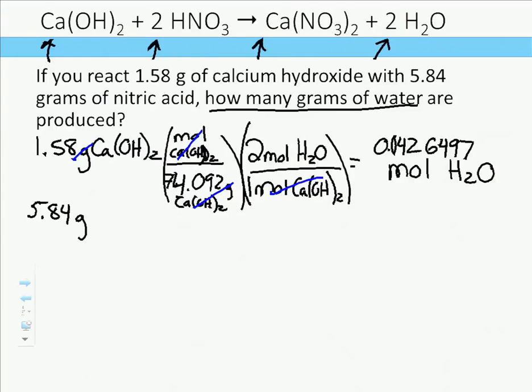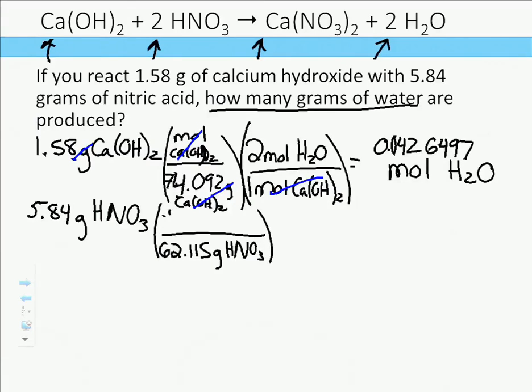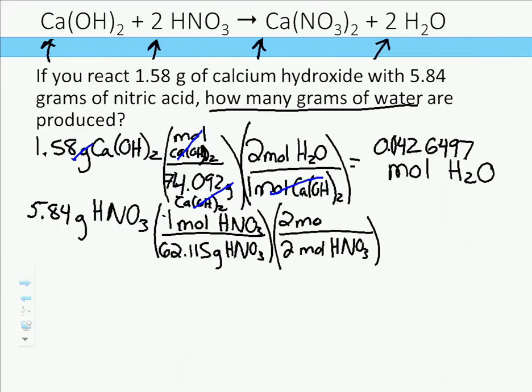5.84 grams of HNO3, and for the molecular weight of that, we've got 62.115 grams of HNO3 for every 1 mole of HNO3. Then we want to convert from moles of HNO3 to moles of water. So we have 2 moles of HNO3 for every 2 moles of water.